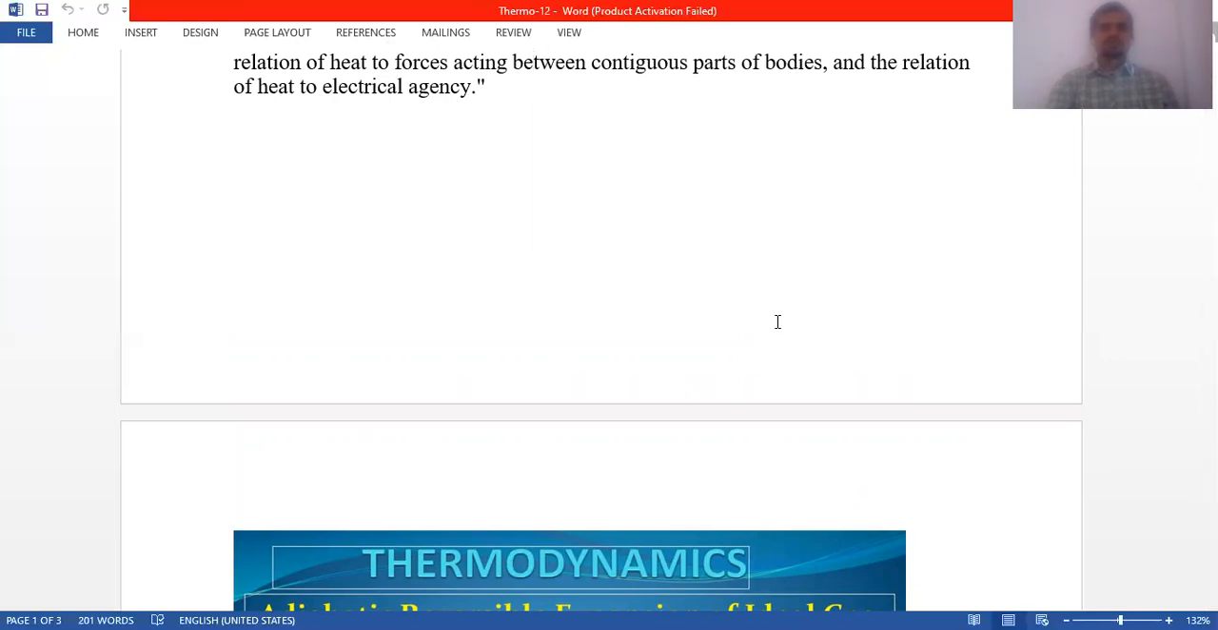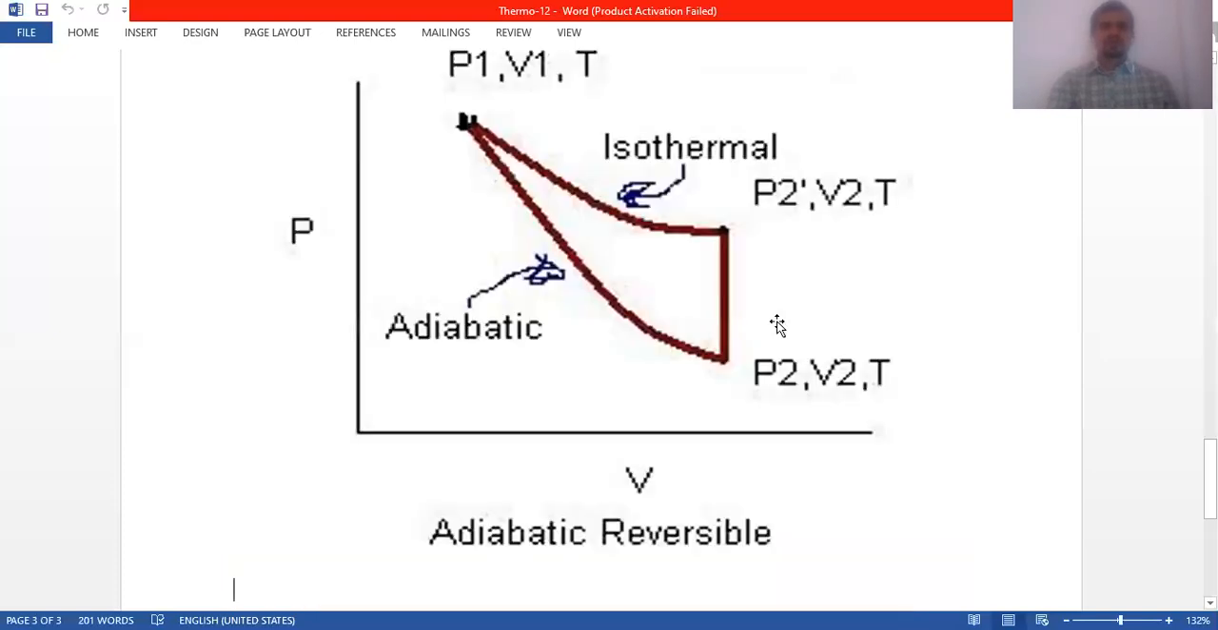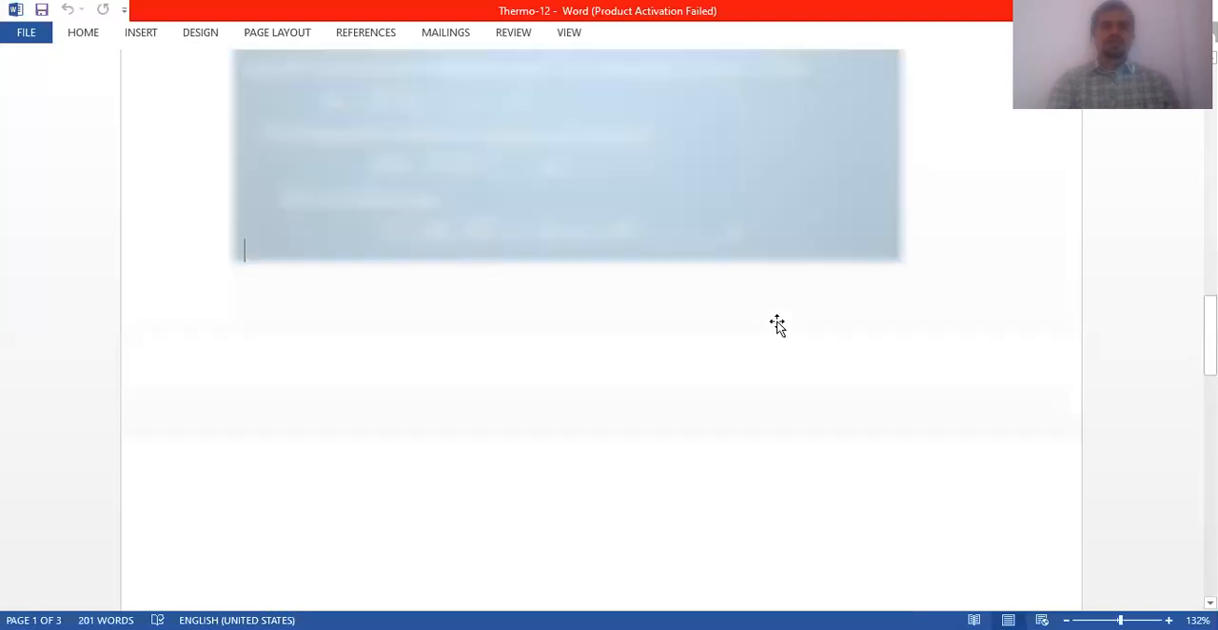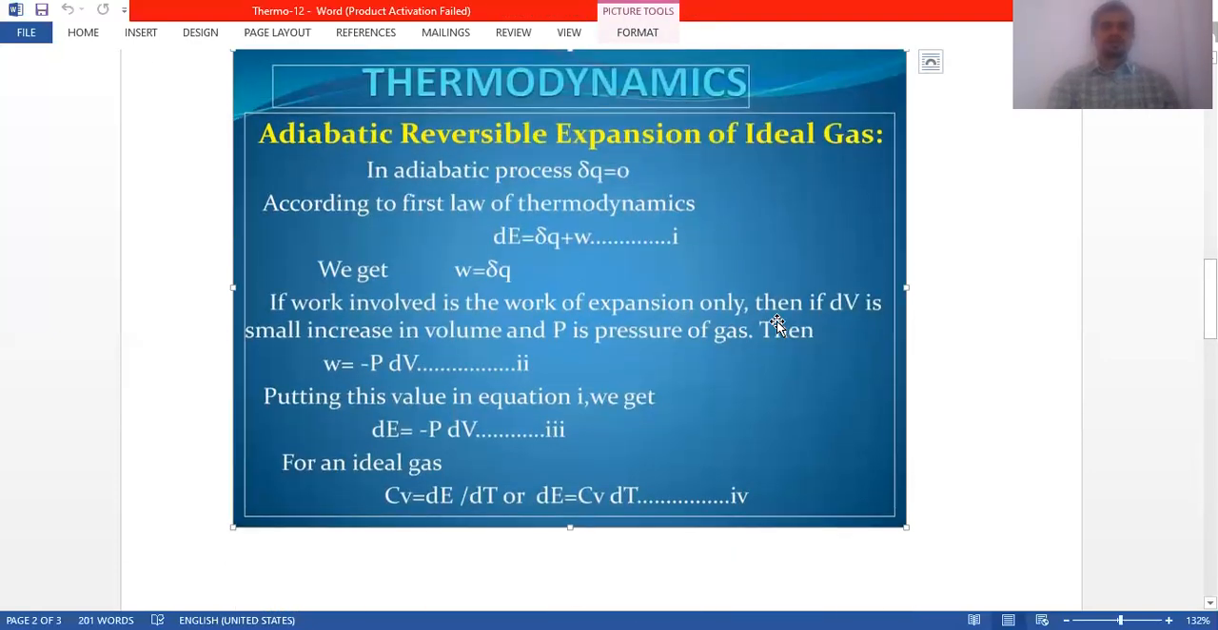That is the system. The system is also divided into various types: open system, closed system, and isolated system. Then properties: intensive properties and extensive properties, and how these properties depend. So today we just see the isothermal and reversible expansion of an ideal gas.